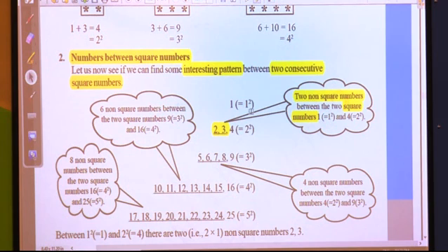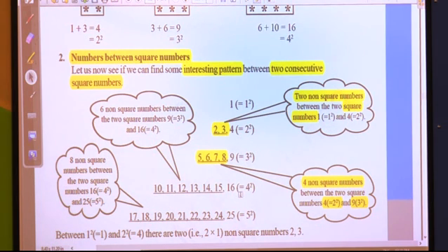Next, this is 1 square, this is 2 square. Let us see for 3 square. For 3 square, the value is 9, which we know very well. In between 4 and 9 there are 4 non-square numbers. Between 2 square, 4, and 3 square, 9, there are 4 non-square numbers.